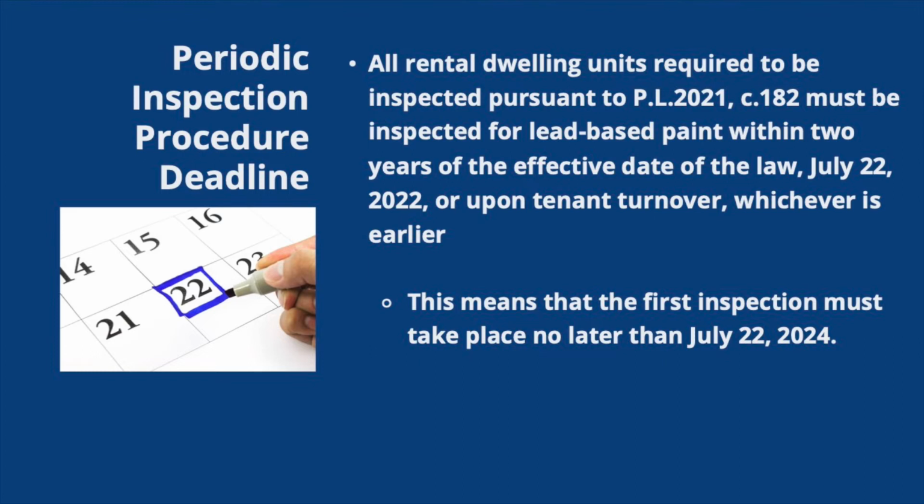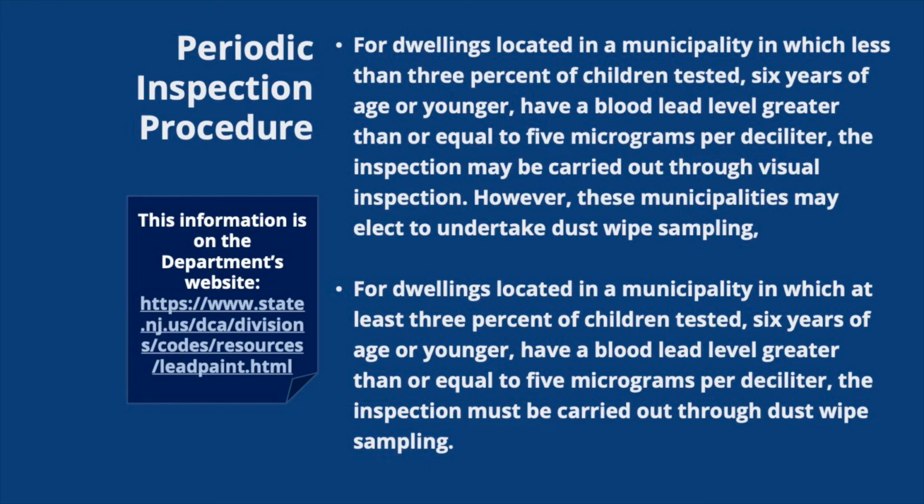So of course, this means if you're thinking of any long-term tenancies you may have in the town, that the first inspection must take place no later than July 22nd, 2024, or again, the first tenant turnover leading up to that time. So that's something to keep in mind as far as where that first periodic inspection takes place by July 22nd, 2024.